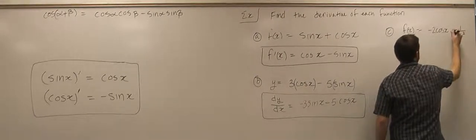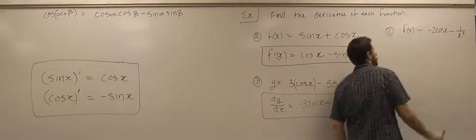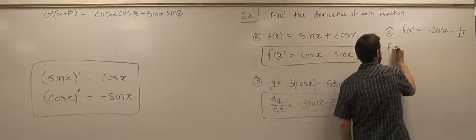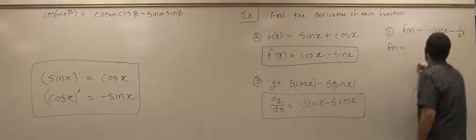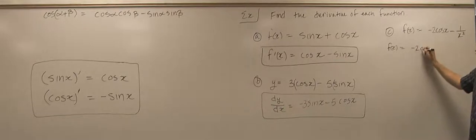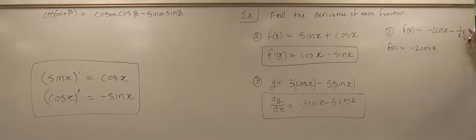How are we going to do this derivative? You're going to do it in pieces again. The negative 2 cos x doesn't have to be manipulated, but this one does. What does it get manipulated to? x to the negative 2. Again, you're thinking power rule here. Now you can do the derivatives of these functions individually.